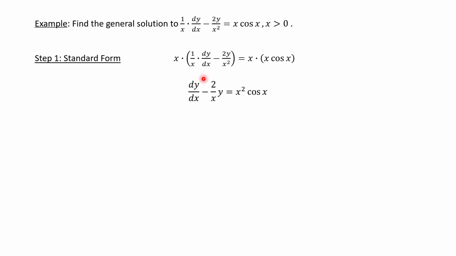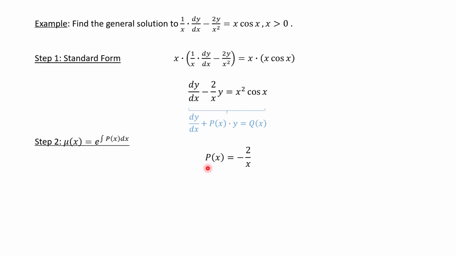Okay, so now this is standard form. And we want to match up what we have here with what our standard form looks like, because we need to identify p of x. Okay, so notice what p of x is. It's going to be this negative 2 over x. Okay, so we're going to use that to do step 2, which is to find our integrating factor, mu. So we found p of x, and then we integrate.